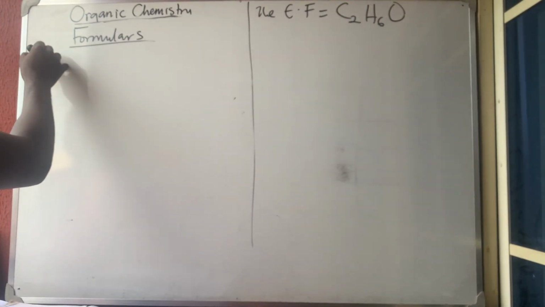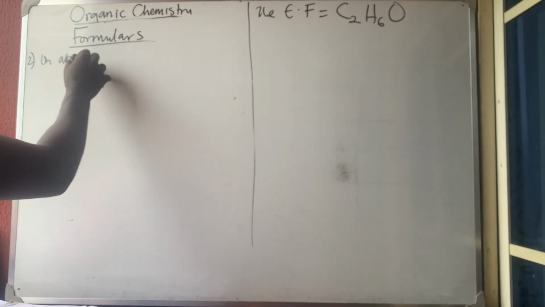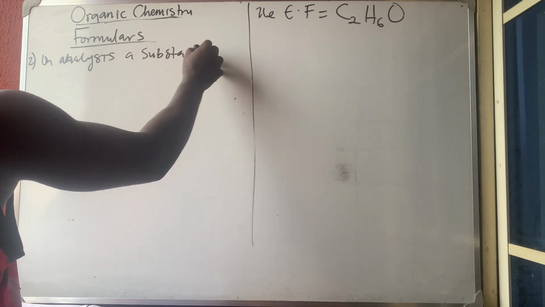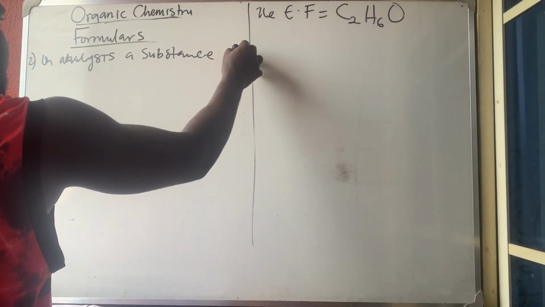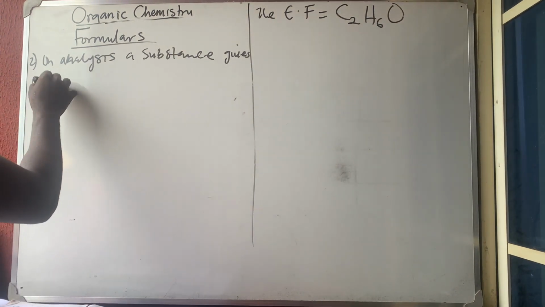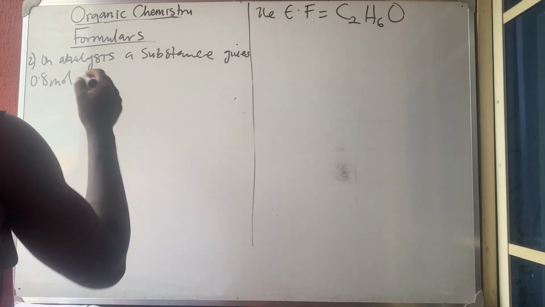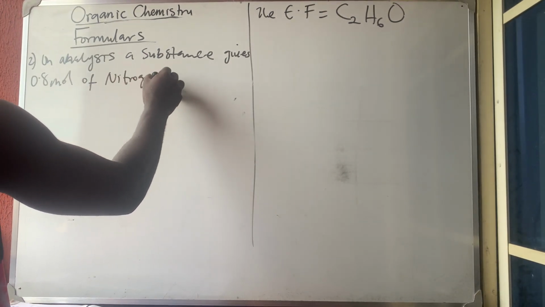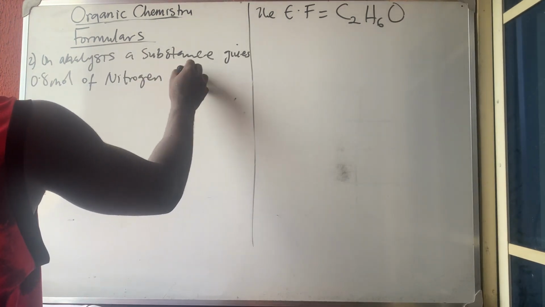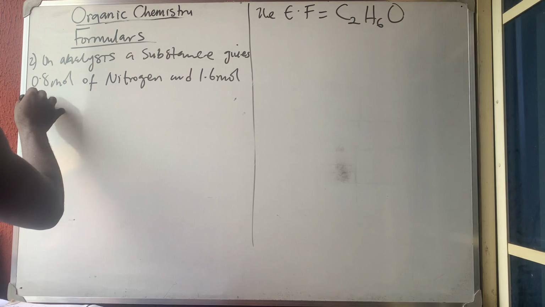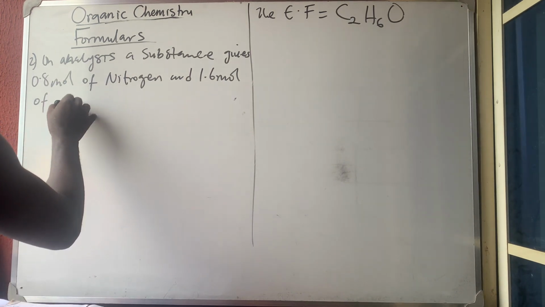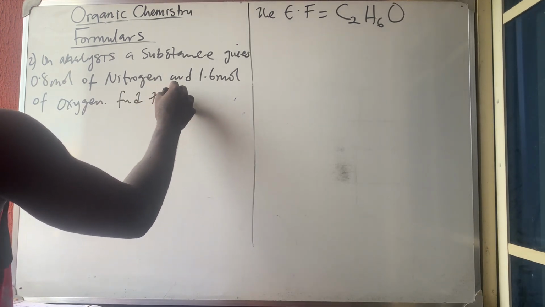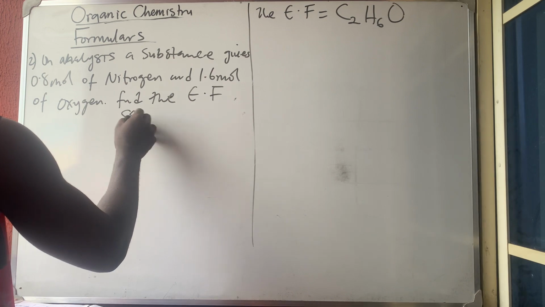On analysis, question number 2. On analysis, a substance gives 0.8 mole of nitrogen and 1.6 mole of oxygen. Find the empirical formula. Solution.